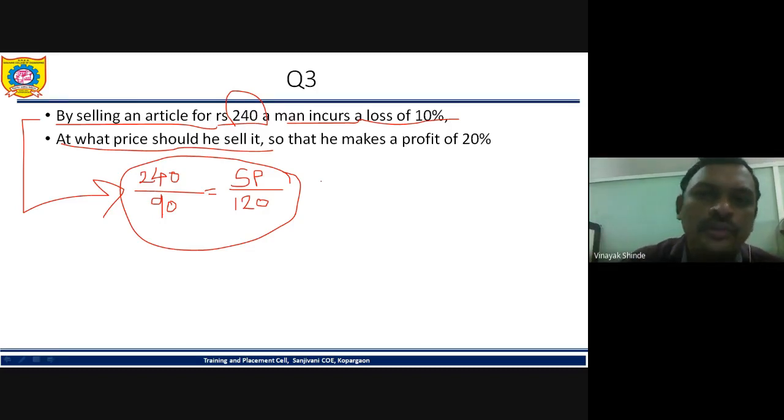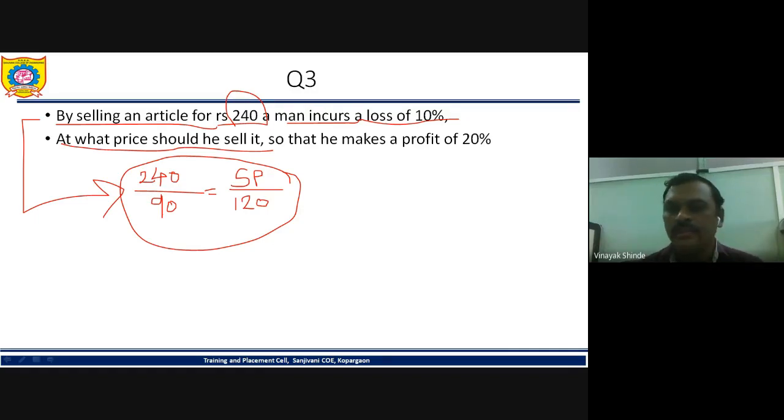Directly you can write 240 divided by 90, because 240 is the selling price in 10% loss. So if there is 10% loss, means this selling price is 90%. So 240 divided by 90 is equal to second selling price by 120. Why 120? Because the second selling price gives a 20% profit. So it is 100 plus 20, selling price by 120. And in one line, you can get the answer. You can take the snap of this shortcut method, and this saves a lot of time in the aptitude test and placement drives. Okay, so hope you have understood this question.